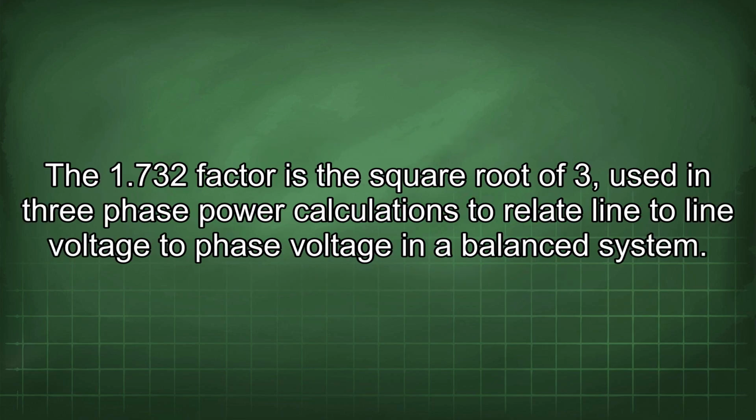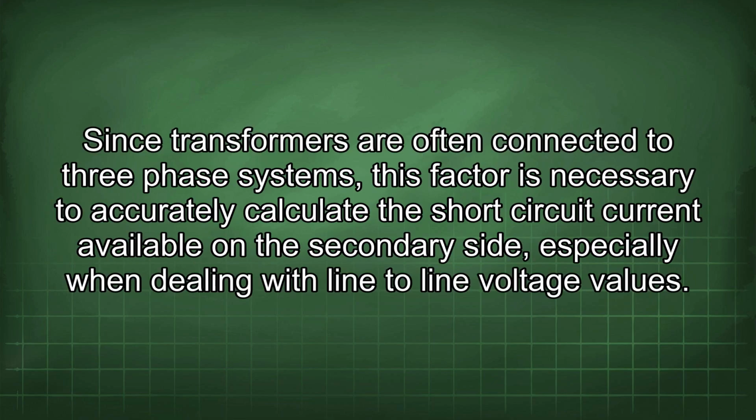The 1.732 factor is the square root of 3, used in three-phase power calculations to relate line-to-line voltage to phase voltage in a balanced system. Since transformers are often connected to three-phase systems, this factor is necessary to accurately calculate the short-circuit current available on the secondary side, especially when dealing with line-to-line voltage values.